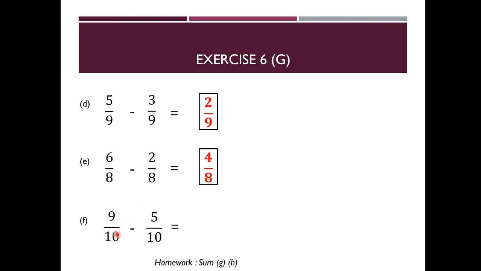9 upon 10 minus 5 upon 10. So the denominator is the same. So let's subtract 9 minus 5. 9 minus 5 gives us 4 upon 10. So the answer is 4 upon 10.